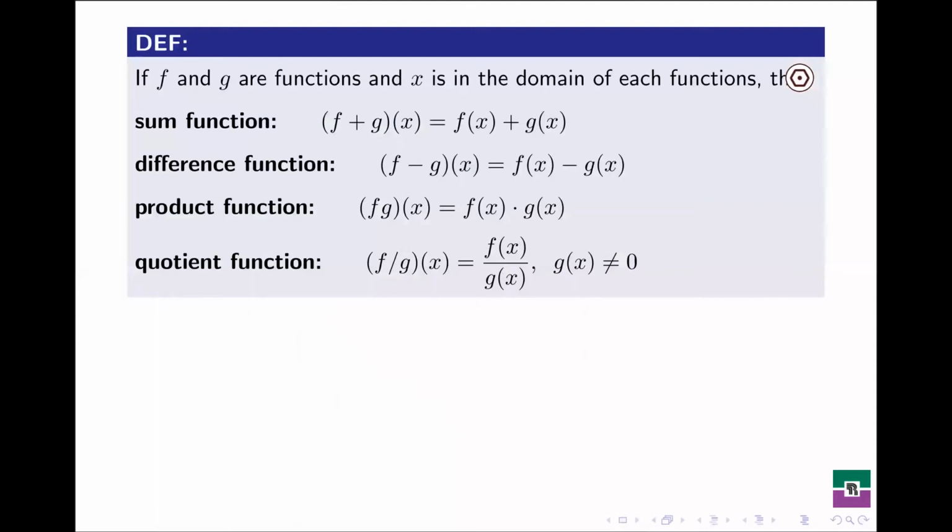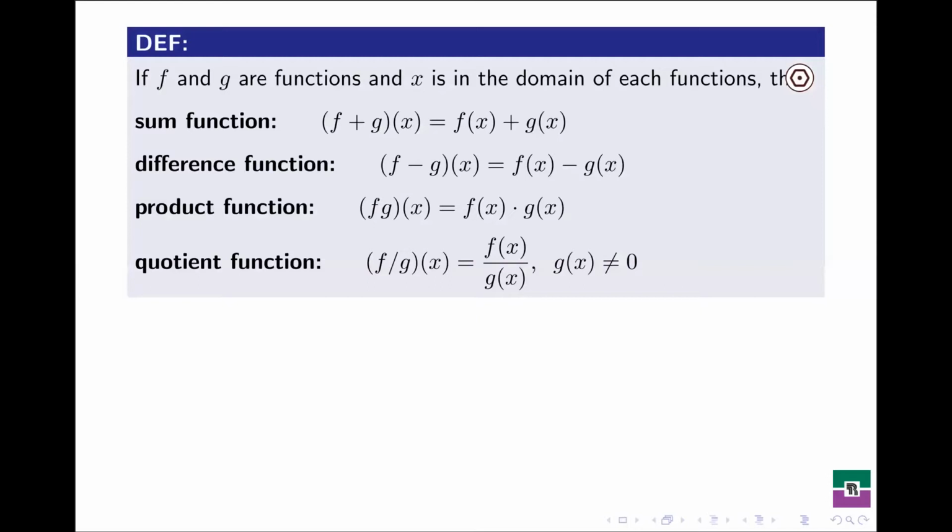So if f and g are functions such that x is in the domain of each of the functions, then we can combine the functions together and make the following four. The sum function, f plus g of x, which is f of x plus g of x. The difference function, f minus g of x, which is f of x minus g of x. The product function, f times g of x, which is f of x times g of x. And the quotient function, f over g of x, which is f of x over g of x.